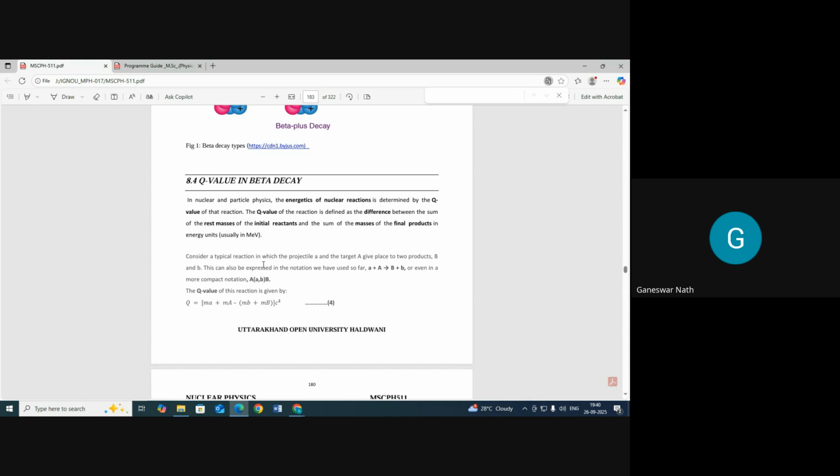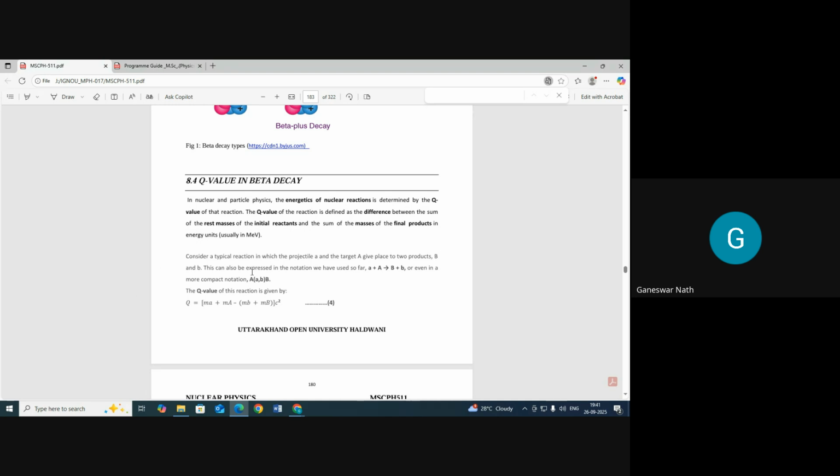The Q value of the reaction is simply defined as the difference between the sum of the rest masses of the initial reactants and the sum of the masses of the final products, in energy units. So if we consider a typical reaction in which the projectile a and the target A give rise to products b and B, this can also be expressed in notation as a plus A gives B plus b, or in a more compact notation, A(a,b)B, where a reacts with A and gives rise to a product and a daughter nucleus.